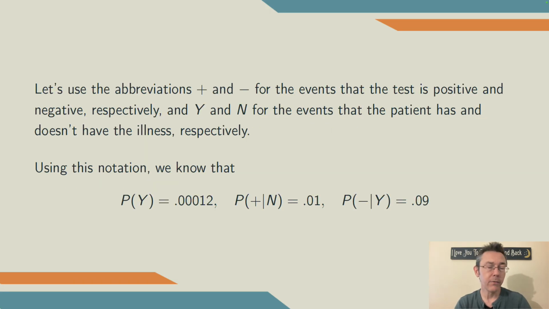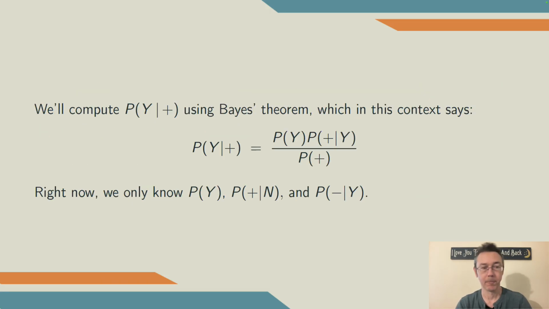We're going to use the abbreviations plus and minus for the events that the test is positive and negative respectively, and capital Y and N for the events that the patient has and does not have the illness, again, respectively. Using that notation, we can take that word problem and write it a bit more mathematically. P of Y equals 0.00012, P of plus given N is 0.01, and P of minus given Y is 0.09.